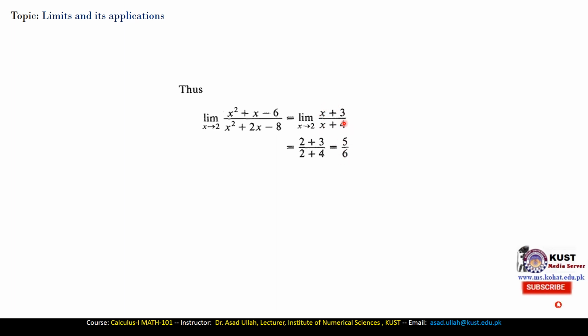But since this function is also equal to the original function, so we get the limit of the original function, that is x square plus x minus 6 divided by x square plus 2x minus 8, which is equal to 5 by 6.